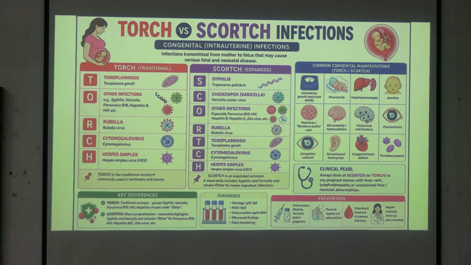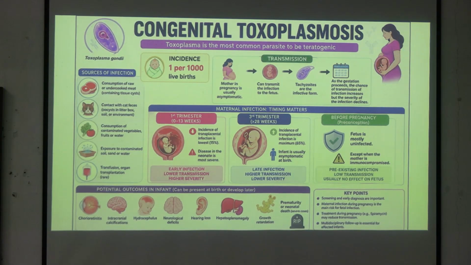Okay, now coming to the first disease, which is toxoplasmosis. Toxoplasmosis is a disease that you already know. Toxoplasmosis is done already, class?